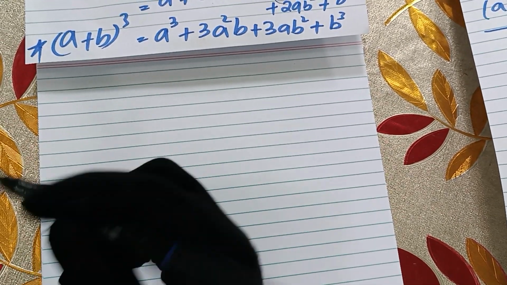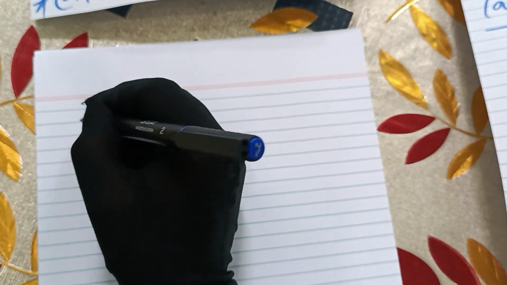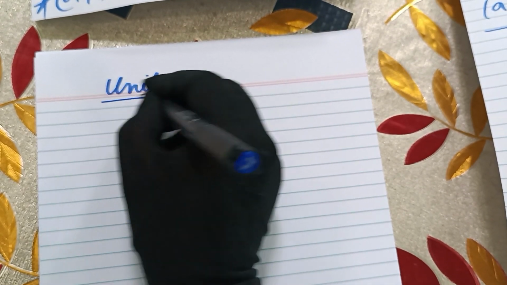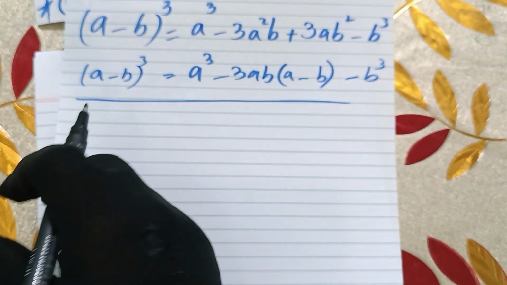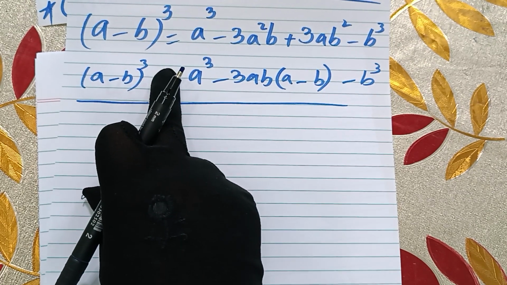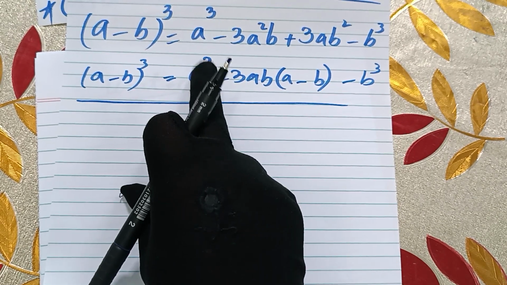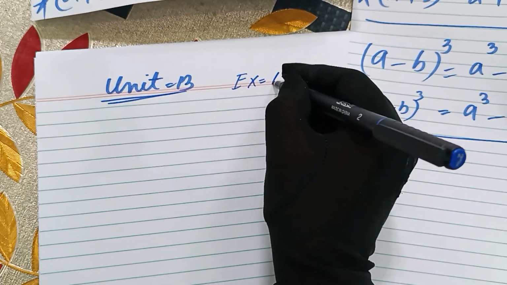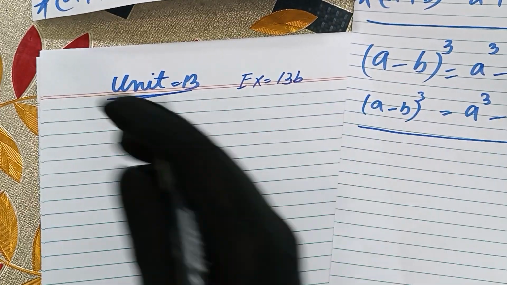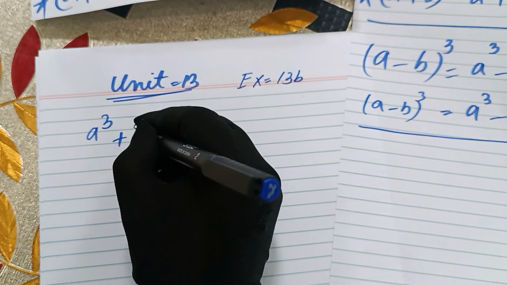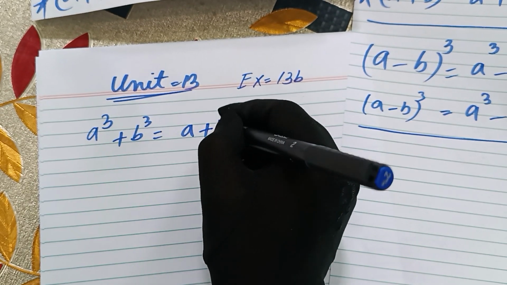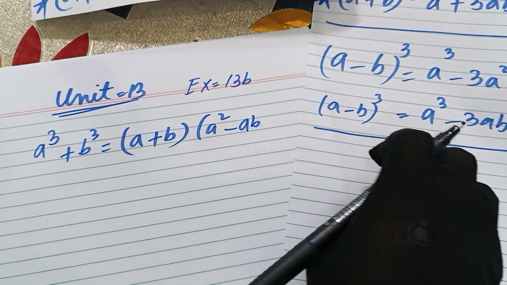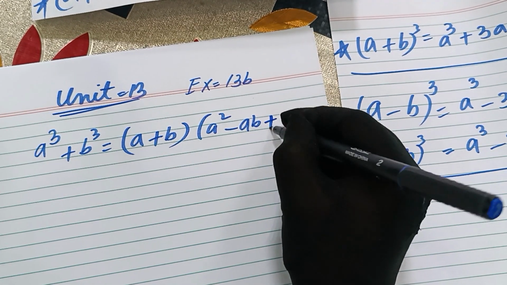Okay. Now for supporting our unit number 13, the A exercise was solved with this one. But for solving 13B exercise, we need to understand the other formula, which is a cube plus b cube is equal to a plus b times a square minus ab plus b square.